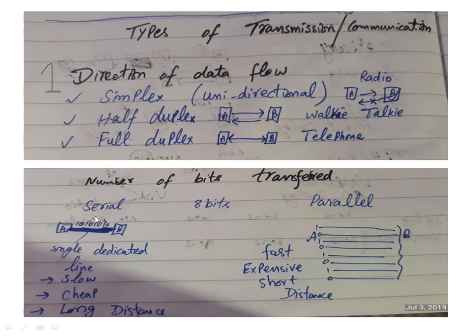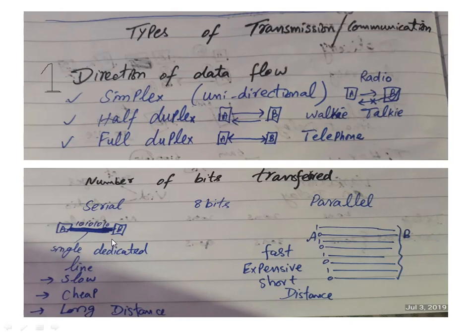In serial transmission, data is transferred slowly as compared to parallel transmission. In parallel transmission, the data is transferred fast. Serial communication is cheap, while parallel communication is expensive, as we are using 8 dedicated lines. There is only one single dedicated line in serial, which means there is no more expense.